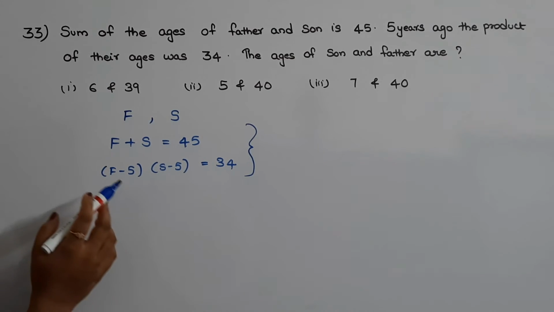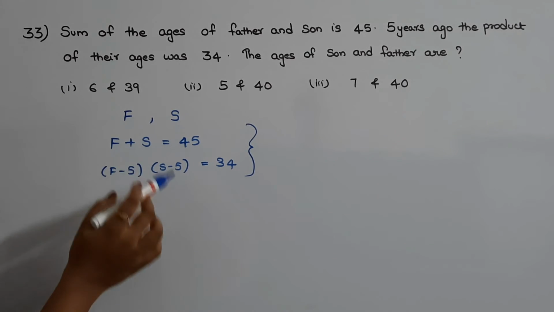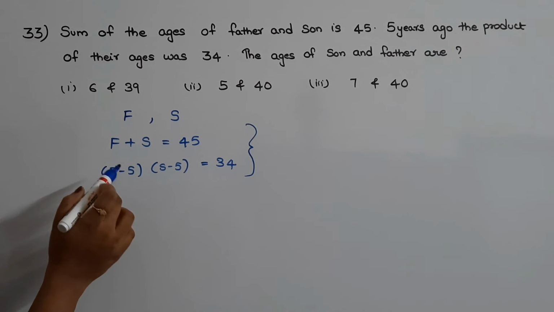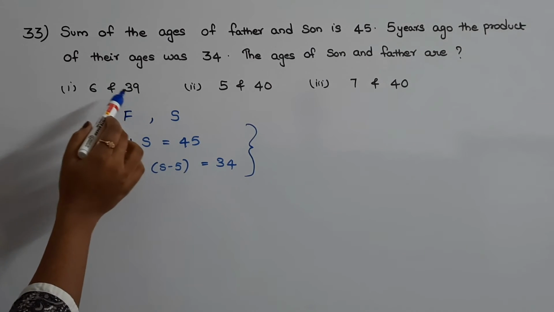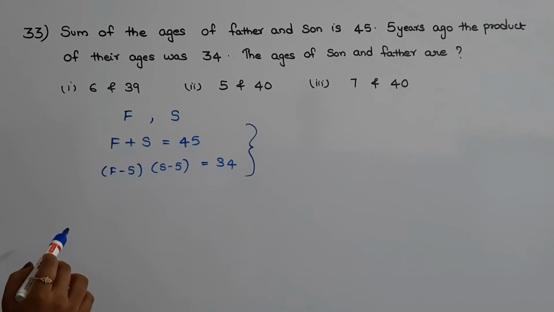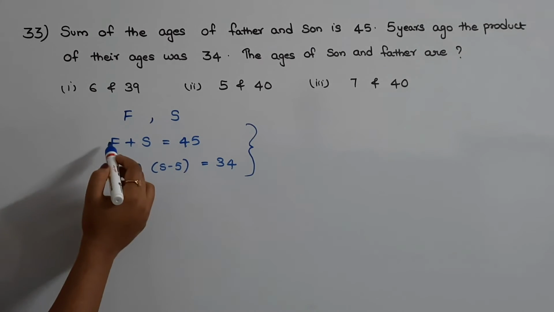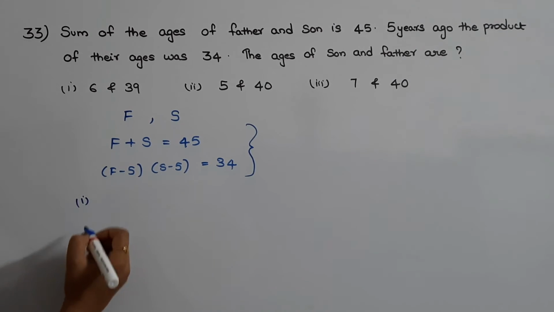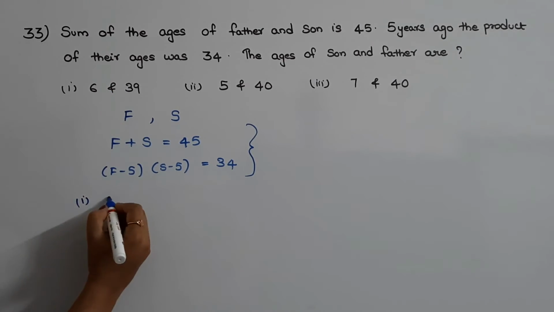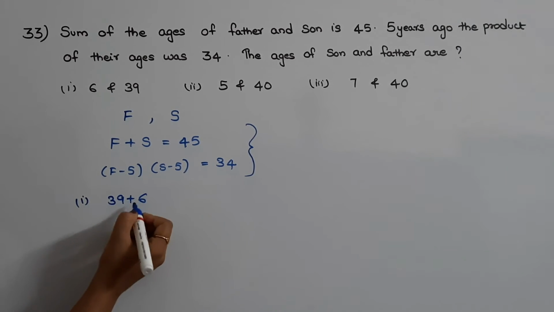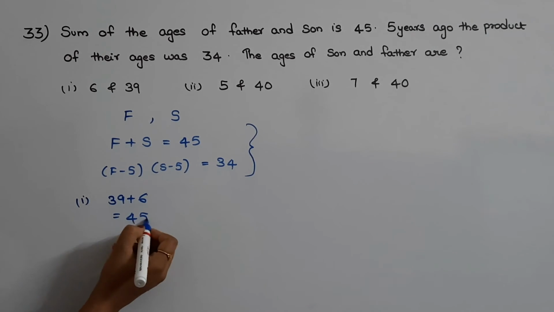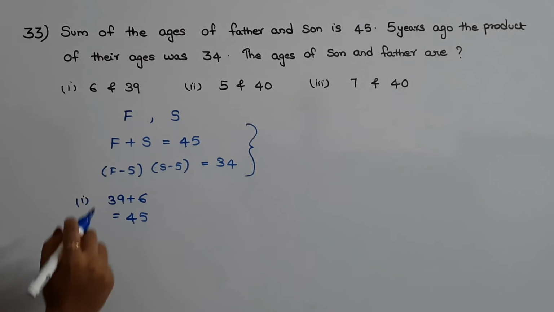Okay. So let us first substitute the first option in these both equations. Substitute the value for father as 39 and son as 6. Okay. So first let us substitute in the first equation. Okay. Then we will get 39 plus 6, that is equal to 45. So LHS is equal to RHS.